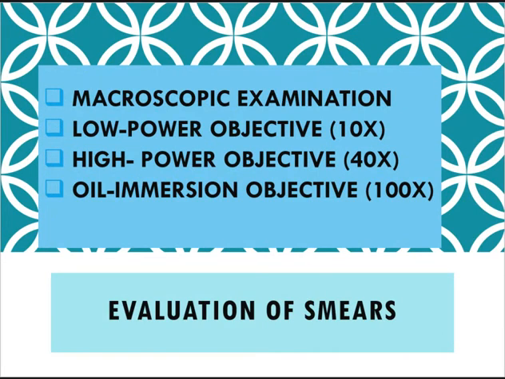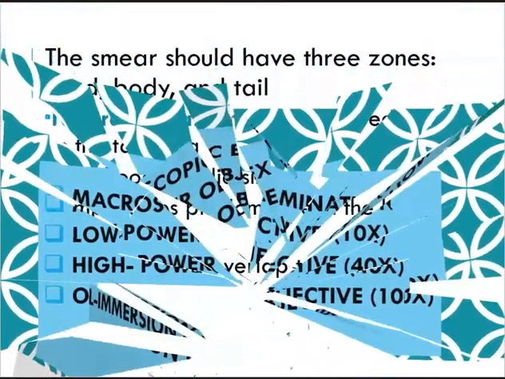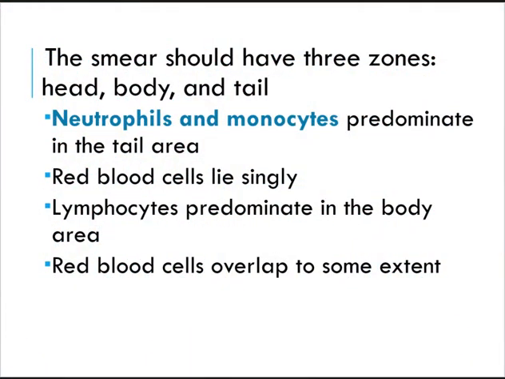So we have here your microscopic examination: your LPO 10x, your HPO 40x, and your OIO 100x. Okay? So next, the smear should have three zones. Basically, when you reach second year, you are going to practice smearing the blood that you've taken from the patient so that you can view if there are abnormalities within his or her specimen. So the smear should have three zones: your head, body, and tail.